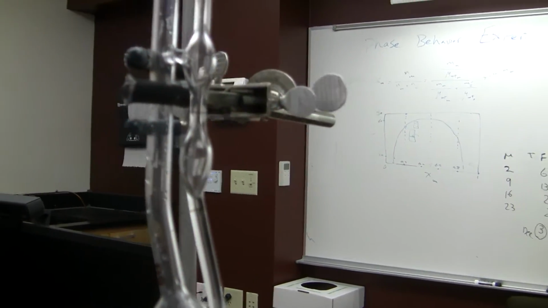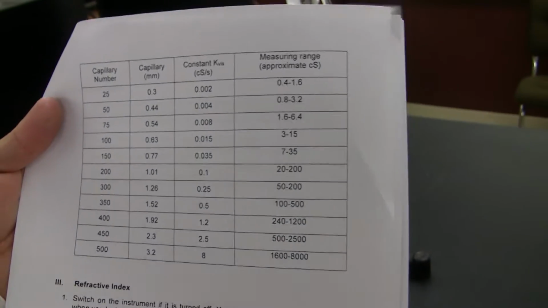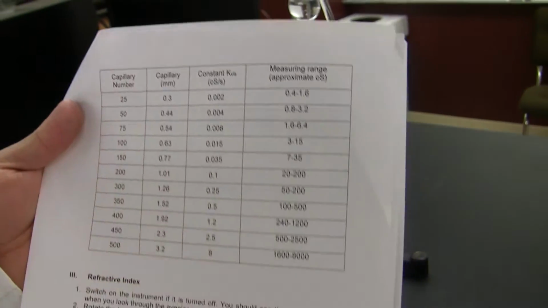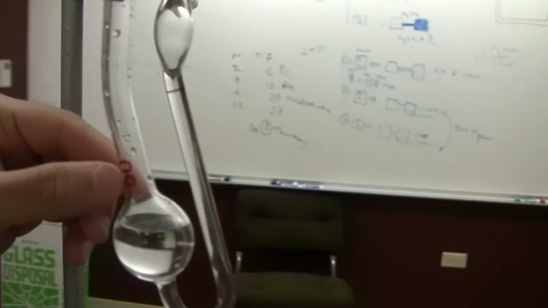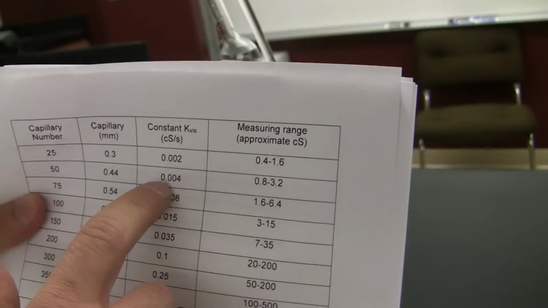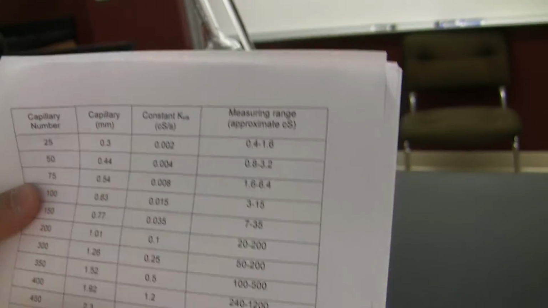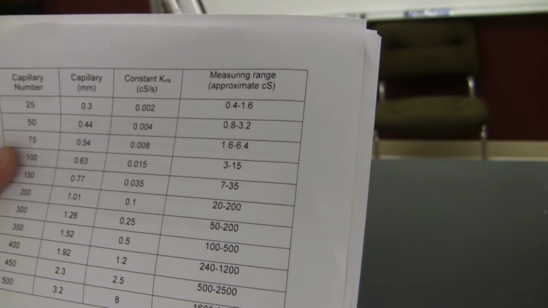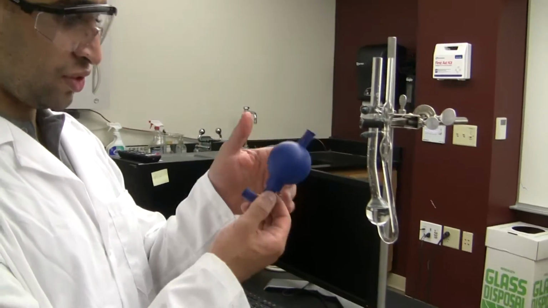So this time, when we record it, we go to the table that we have in our lab sheet, and you check which tube you used. This one is the 50 capillary tube, as you see written on it. Then you go to the 50 here, and this is the viscometer constant. You just multiply this by the time you have, and it will give you the centistokes, or the viscosity of your liquid. So in order to do that, we're going to use this.